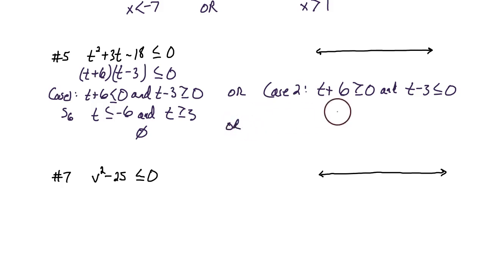Now over here, case number 2, let's subtract 6 from both sides. We get t is greater than or equal to negative 6. And over here, add 3 to both sides. t is less than or equal to 3. t is greater than or equal to negative 6, and at the same time, it stays less than or equal to 3. We could write it like this.